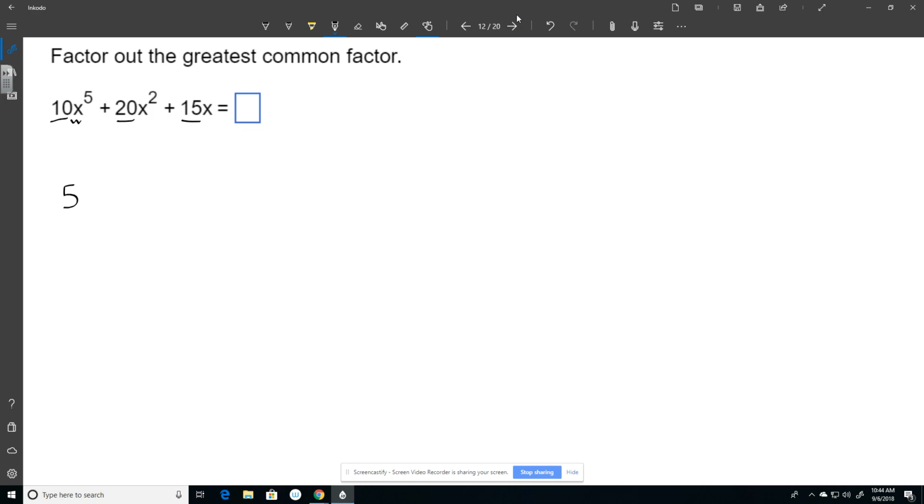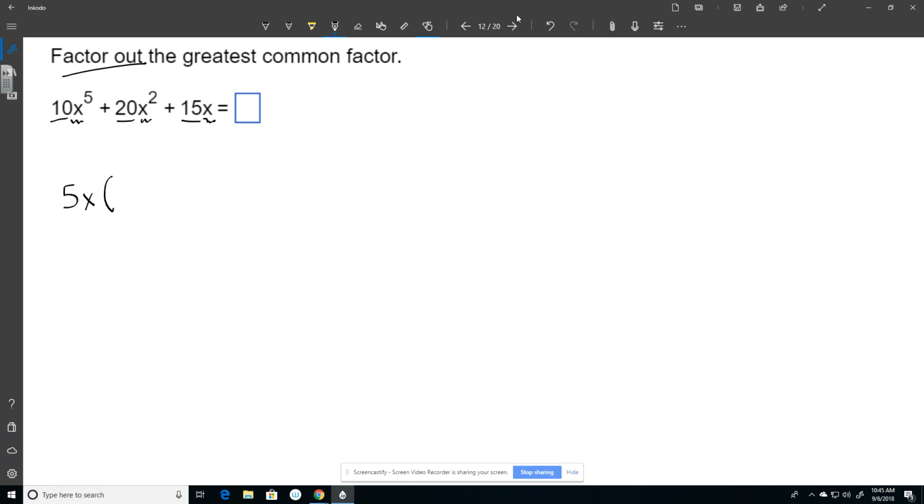Then I need to look at my x's. This one has 5 x's being multiplied. This one has 2 x's being multiplied. This one only has 1 x. So the greatest number of x's I can pull out is 1 because I can't take more than that away from this last term. So my greatest common factor is 5x, and now I need to factor it out.